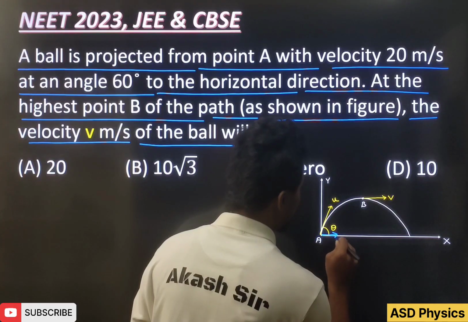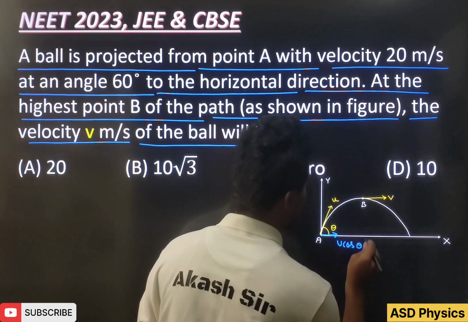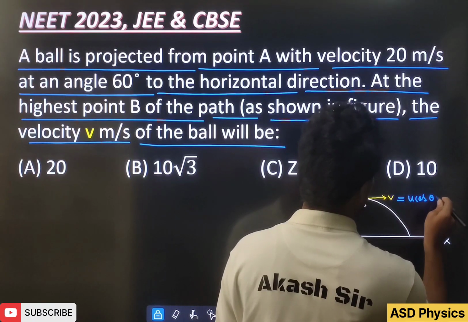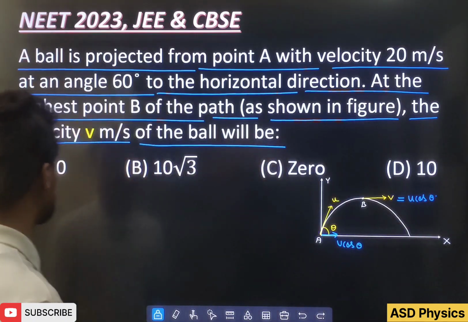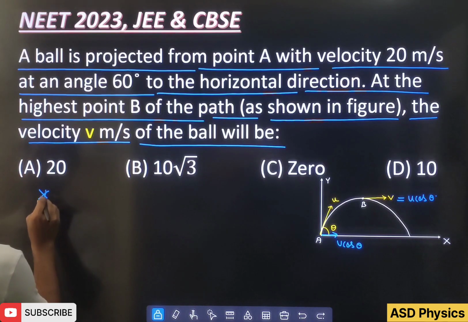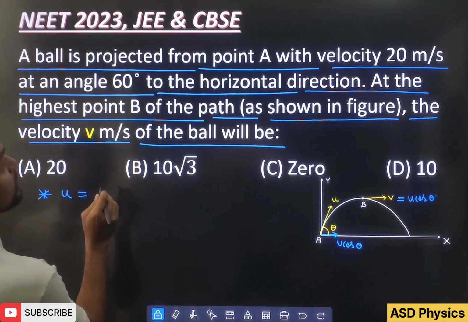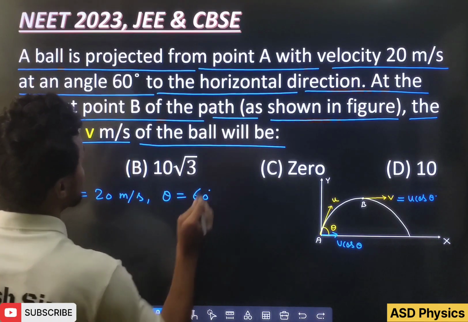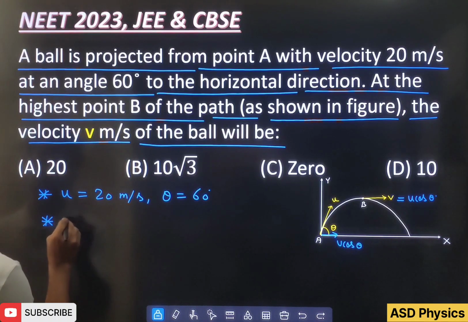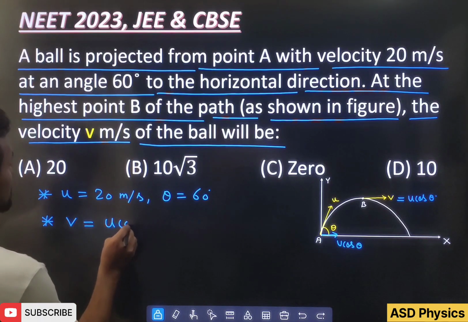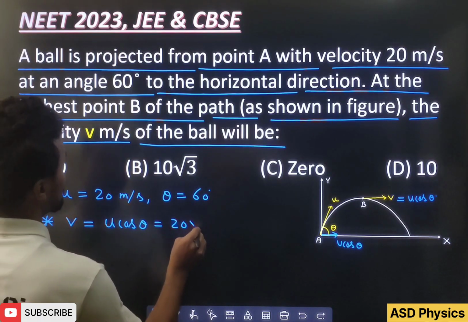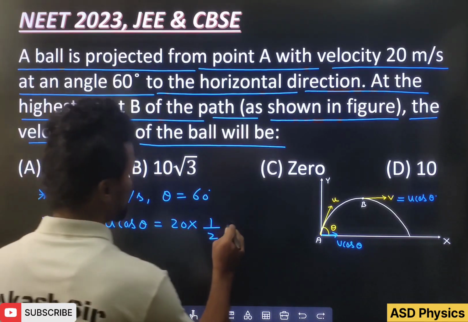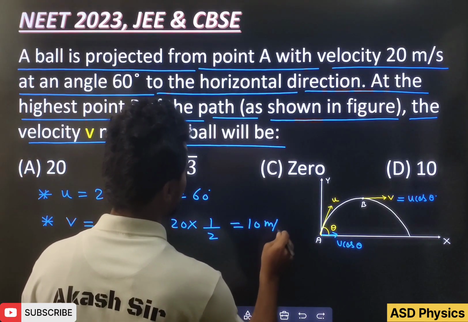So here you know very well at the projection point the horizontal component is U cos theta. So here also the horizontal component of the velocity will be U cos theta. After that, the data given here: U is 20 meter per second, and theta is 60 degree. So at the highest point the horizontal velocity is U cos theta. So 20 into cos 60 degree. Cos 60 degree is 1 by 2. So it will come 10 meter per second.